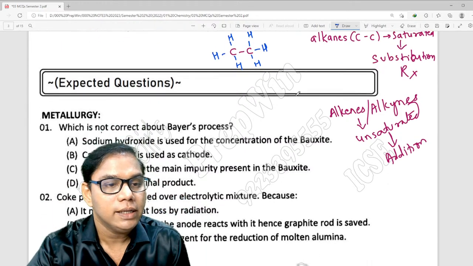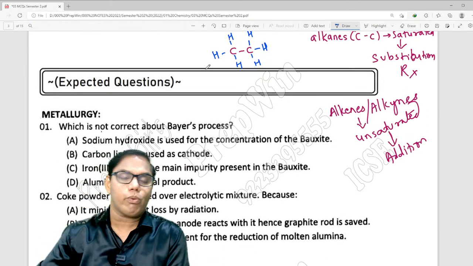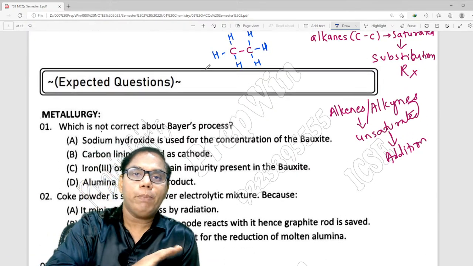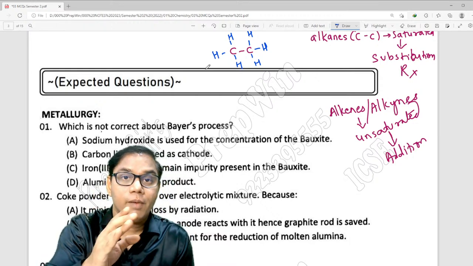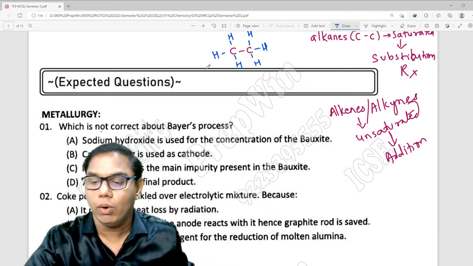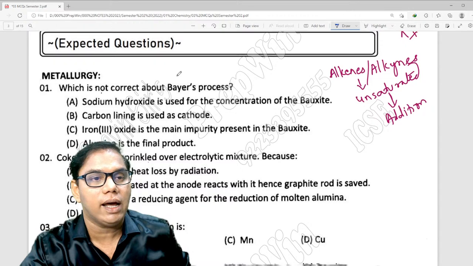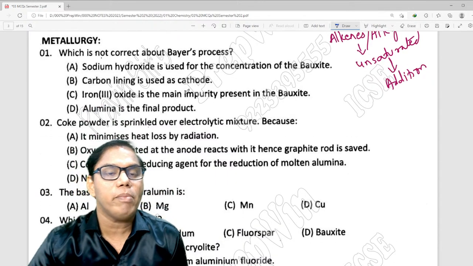Only 41 likes. Chalo, here comes again a question from metallurgy. These are expected questions. We have covered all PYQs, previous year's questions from the last 20 years. Here we go. Metallurgy. First, which is not correct about Bayer's process.